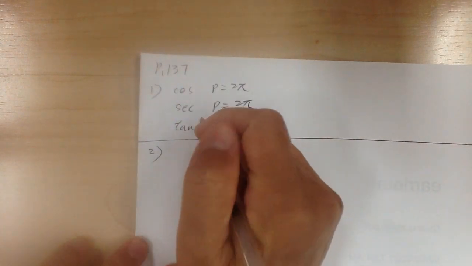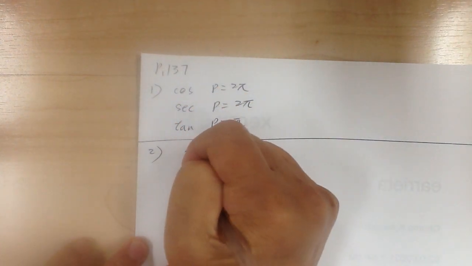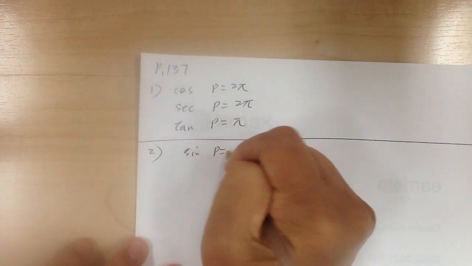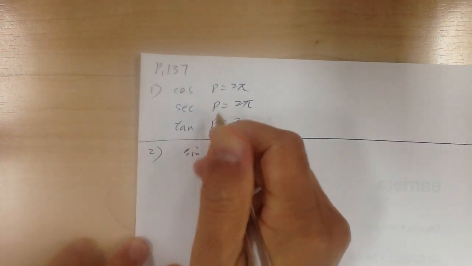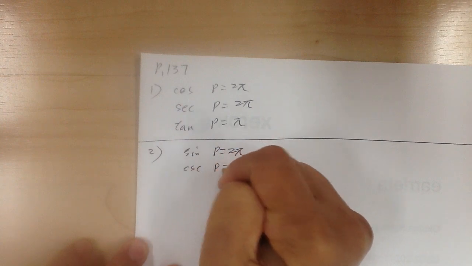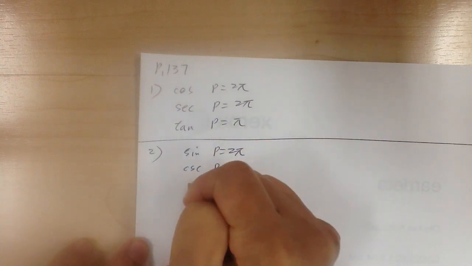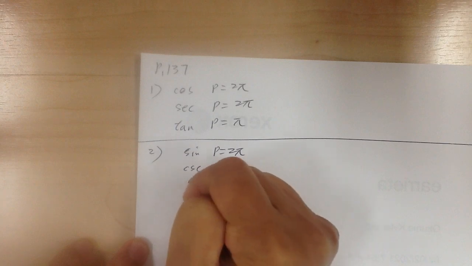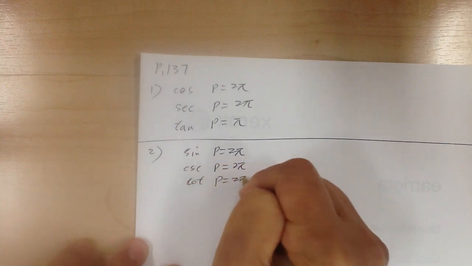Okay, number 2, the periods of sine. For sine, the period is equal to 2 pi. And cosecant, the period is equal to 2 pi. And cotangent, the period is equal to 2 pi.